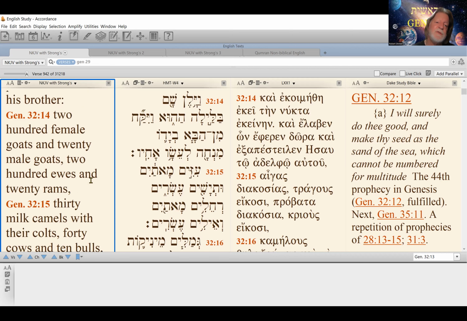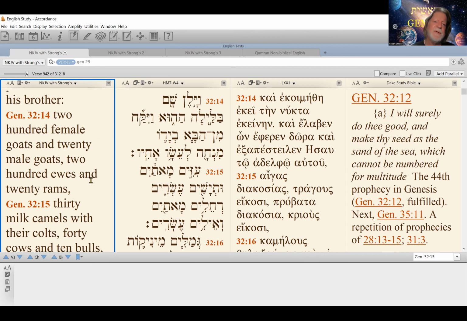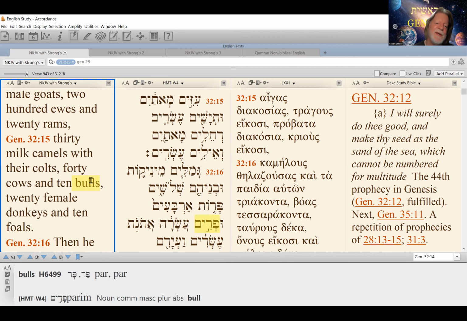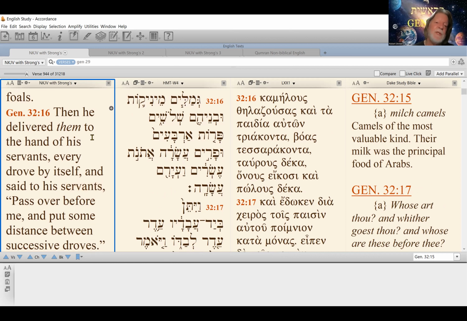So that's a lot of animals. Hundreds, hundreds of some of those animals. Anyway, maybe that's the gift. Maybe that's all Yaakov has. But at least part or all of that is going to be the gift that he plans to give to Esau. Then he delivered them, the livestock, to the hand of his servants.